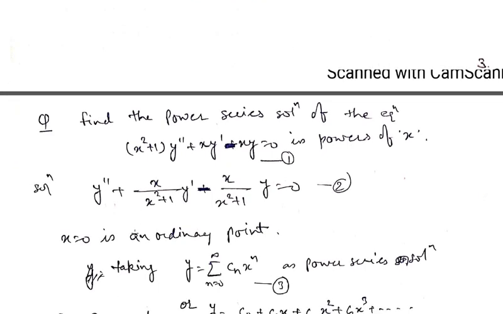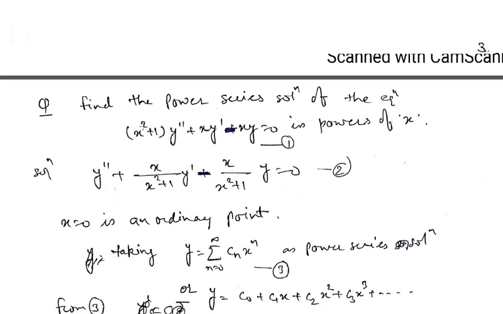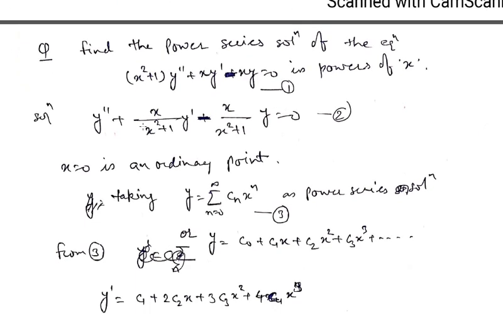So suppose we are going to solve a problem. Here we have (x square plus 1) y double prime plus x y prime minus x y equals 0. Now we are to find its power series solution in powers of x. It means x equals 0 is an ordinary point. So first we check that x equals 0. We are to find the solution in powers of x. It means x minus x naught, where x naught is 0, x minus 0 is x. So x naught, which is 0 here, is an ordinary point.